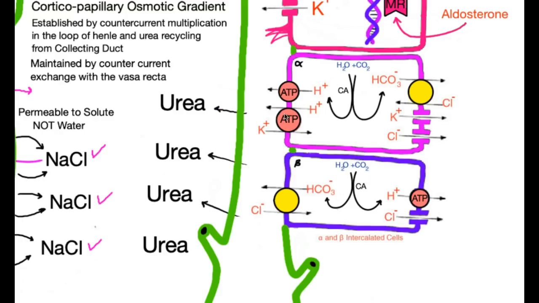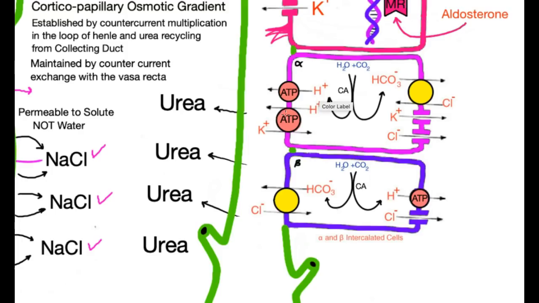So on the other side, we're going to focus on the acid-base handling in the collecting duct. We have these other cells, the intercalated cells. You can see there's an alpha intercalated cell and a beta intercalated cell. These are essentially mirror images of each other. And so this is the main site where protons or acid is being secreted by the kidney.